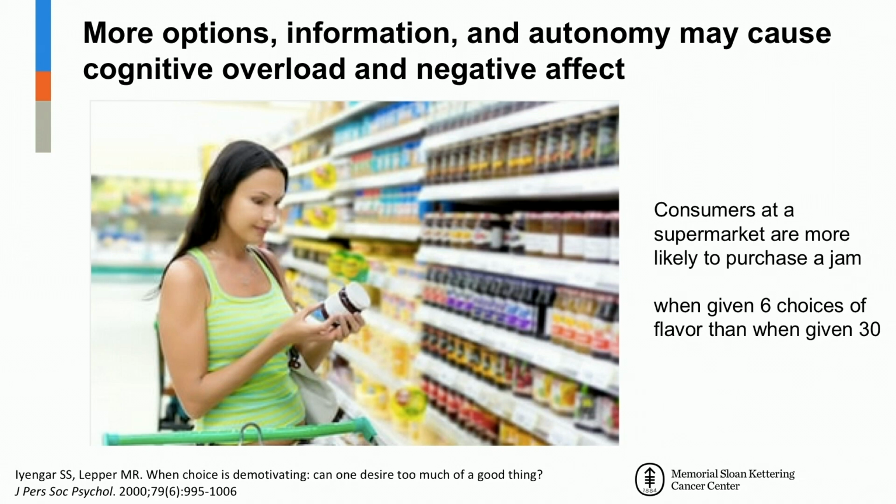And it's interesting, we know from consumer research, I know all of you have probably felt this when you're at the supermarket and you're choosing which jam to purchase. If you're given 6 choices, it's easier to choose than when you're given 30. And it's the same with information. More options, more information and autonomy can actually cause cognitive overload and negative affect.